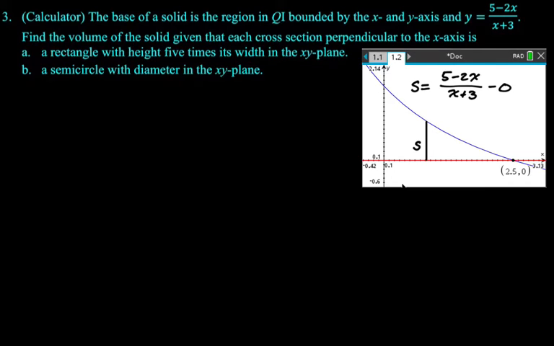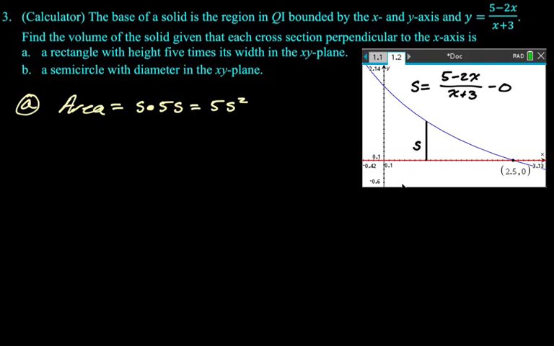All right, you want to do that every time you're doing these volumes with known cross-section problems: figure out what S is, have your formulas memorized, and then you're just integrating the area of the cross-section every time. So for A, a rectangle with height 5 times its width in the xy plane. The width is in the xy plane, so the width is s, and the height is 5 times s. So it's going to be s times 5 times s, which is just 5s squared.